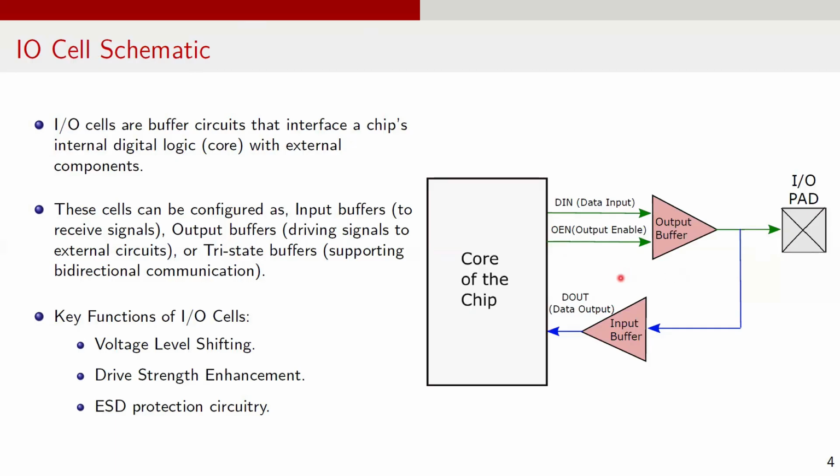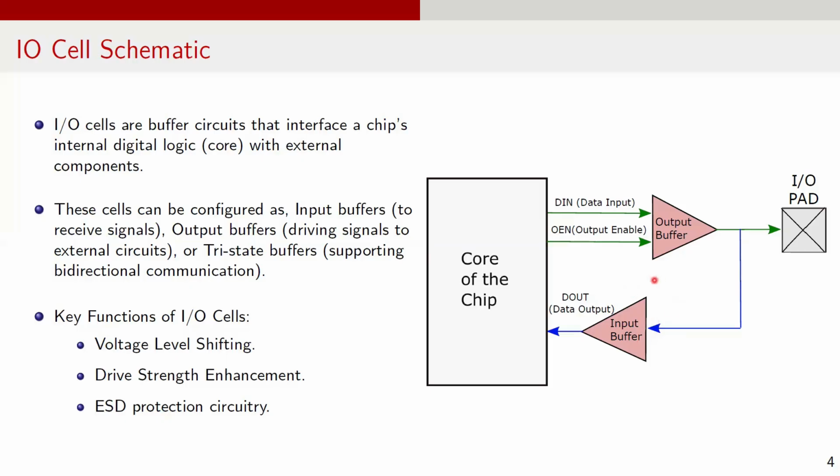I/O cells, or input-output cells, are buffer circuits that interface the chip's internal digital logic with external components such as other chips or systems on the printed circuit board. These cells can be configured as input buffers, which receive signals from the external world, or output buffers, which drive signals from the core to the external circuits, or at times as tri-state buffers, supporting bidirectional communication.